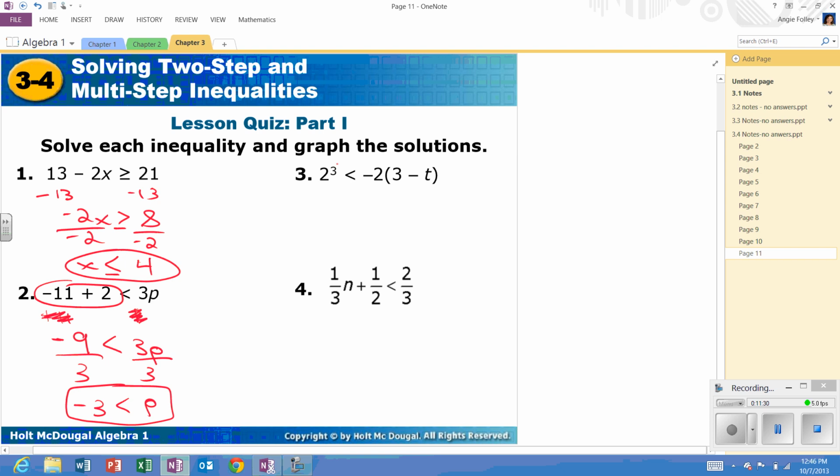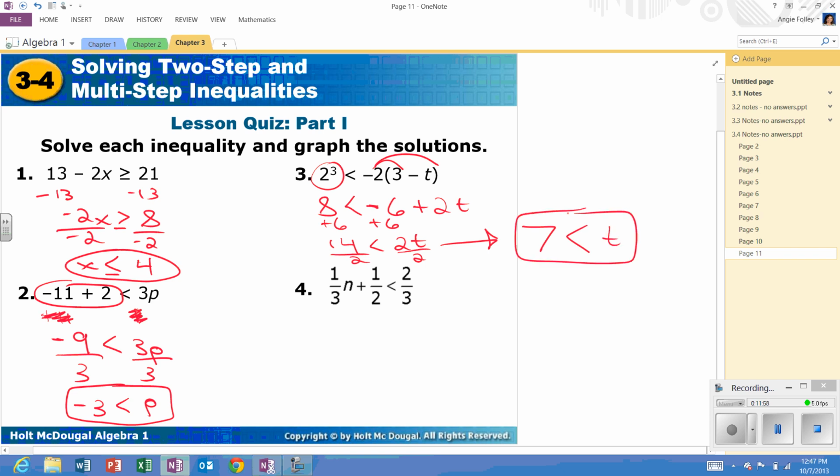Okay, for this one, I want to simplify this first. So 2 cubed is 8 is less than, I'm going to distribute this -2, so that becomes -6 plus 2t. I'm going to move my 6 over, so then I get 14 is less than 2t, and then I'm going to divide both sides by 2. 14 divided by 2 is 7, so 7 is less than t.